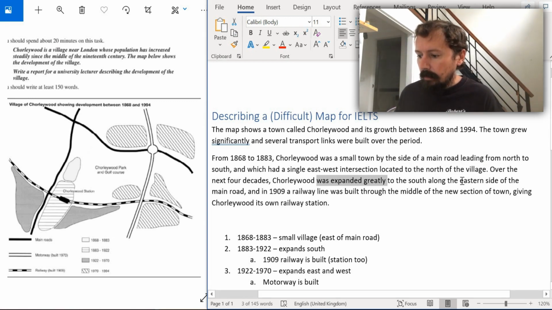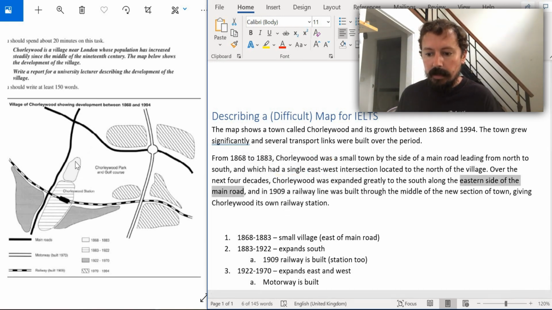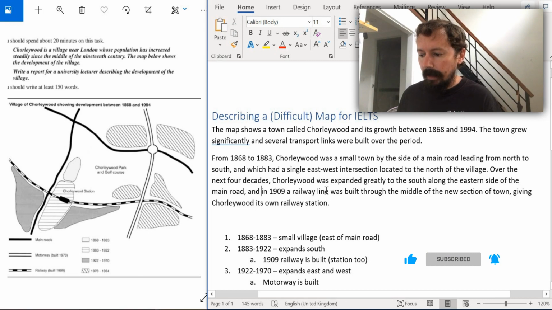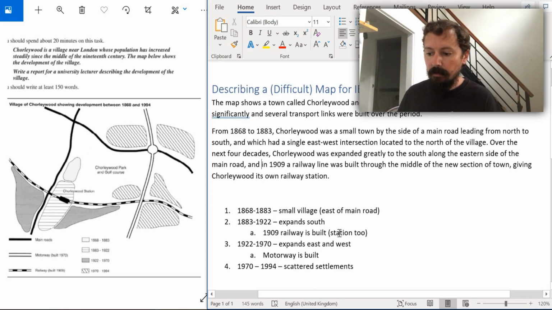Moving on then, I gave it its location on the eastern side of the main road. So you can see it is here. We have north, south, west, and this is east. So it's on the east side of that road. This is just an extra detail for more impressive description. Then I said in 1909 a railway line was built through the middle of the new section of town. So this is the railway line here, and of course we know the date that it was built because we've put that in our plan.